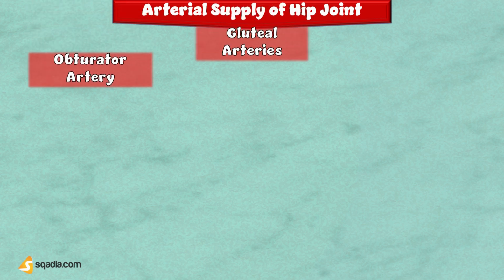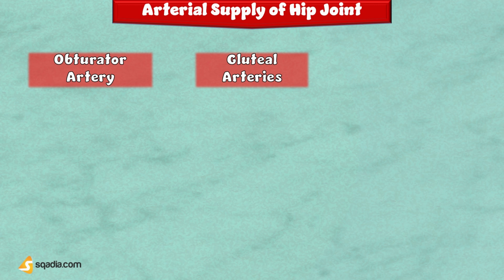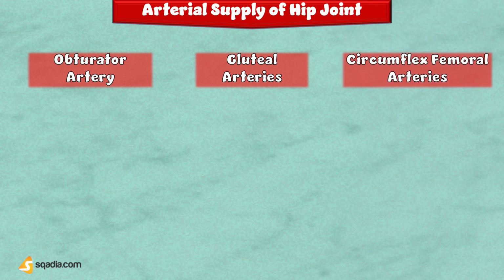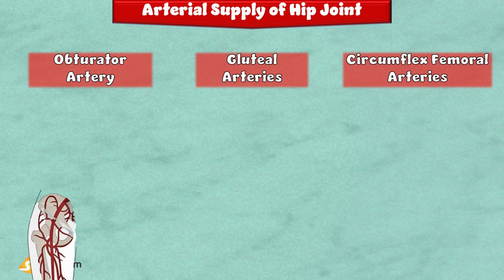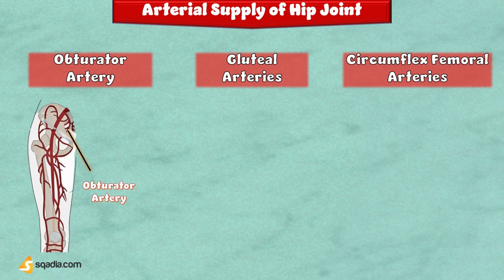In terms of blood supply, the hip joint is supplied by the obturator artery, gluteal arteries, and two circumflex femoral arteries. The obturator artery is an important blood vessel that supplies blood to the pelvic region and the hip joint. It arises from the internal iliac artery and travels through the obturator canal to reach the medial compartment of the thigh. Along with the obturator nerve, it passes through the obturator foramen, a bony opening in the pelvis, and supplies the adductor muscles of the thigh.